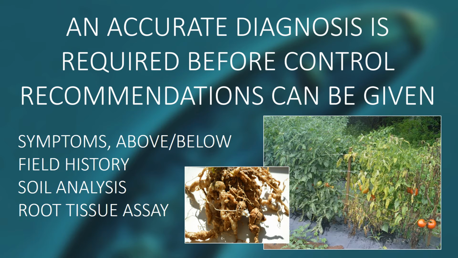An accurate diagnosis is required before you try and control or give control recommendations. Basically, what you need to keep in mind and have readily available for whomever you're going to work with on this is to notate and bring in soil analysis and root tissue assay. We need to remember a field history, and of course you have visible symptoms above ground. Below ground is very important as well, so an entire plant and often soil associated with that plant are good to have.